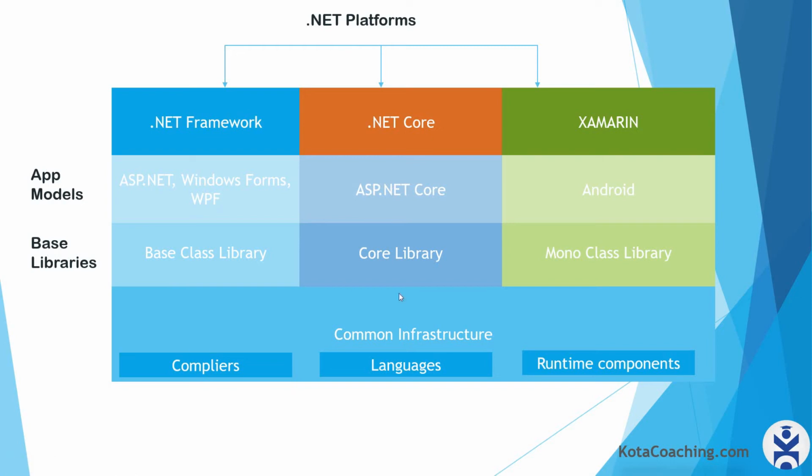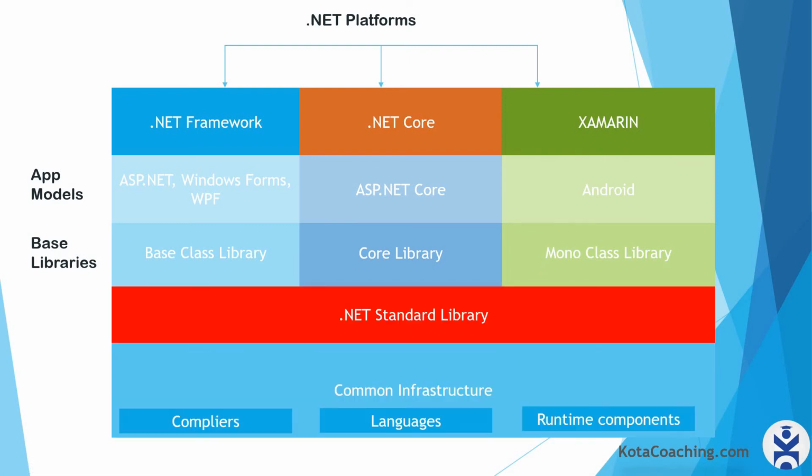All these libraries should follow a set of rules, and that set of rules is defined inside the common layer called the .NET Standard. So this is the .NET Standard library. This is common for all. So .NET Platform Standard is a unified base class library which runs on all .NET platforms.